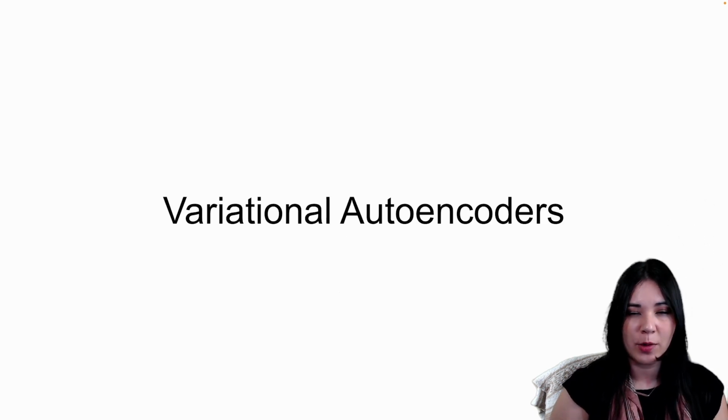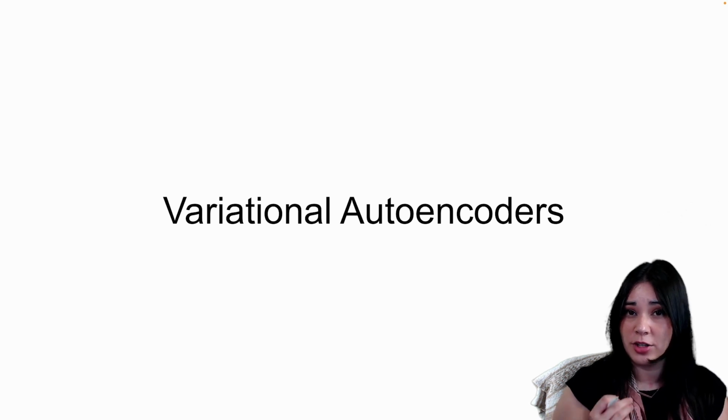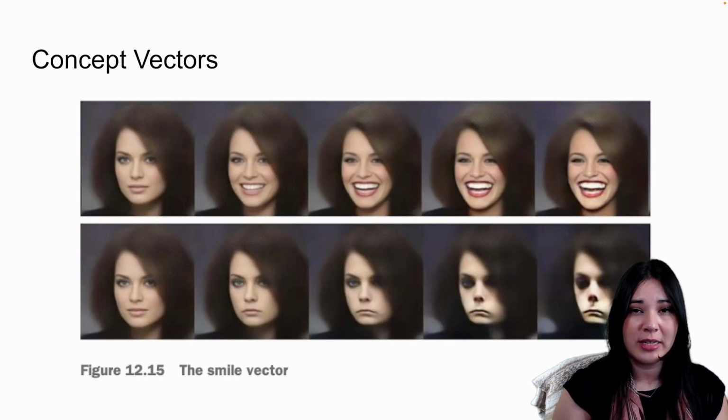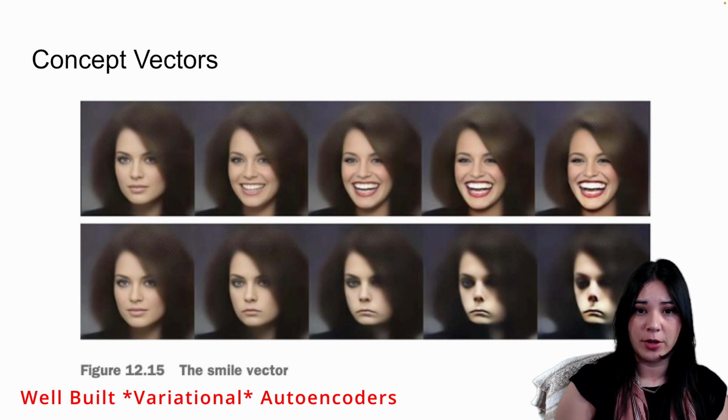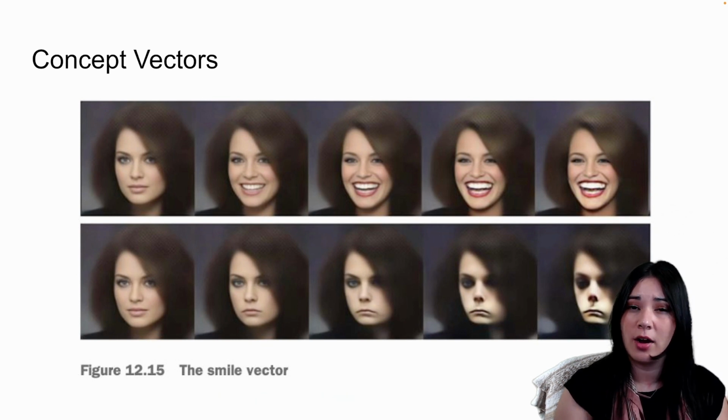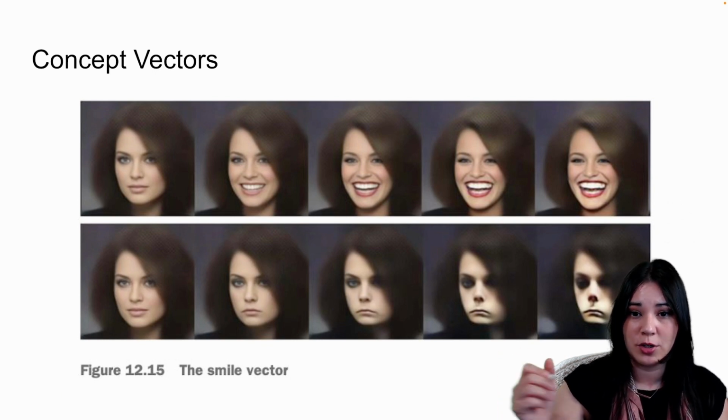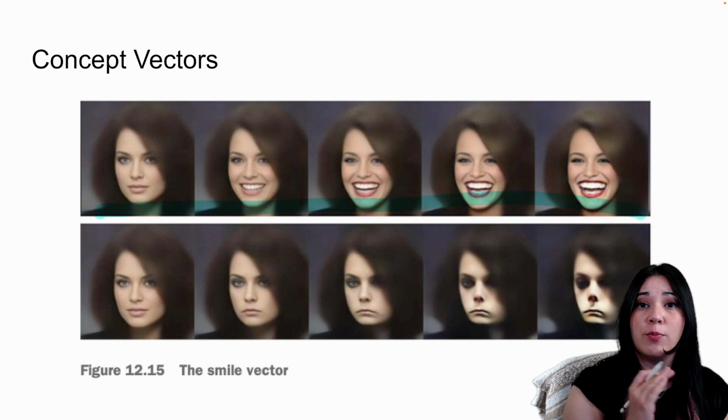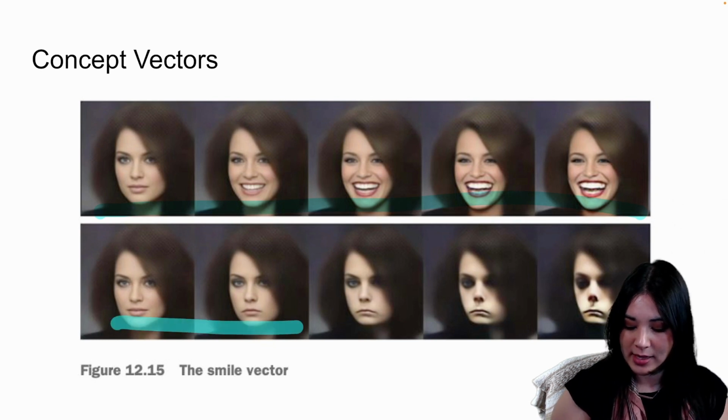All right, now that we've reviewed autoencoders, let's talk a little bit about variational autoencoders, which use a similar autoencoder structure to build a generative model. One thing that's really nice about well-built autoencoders is that they have things called concept vectors. Concept vectors are things like a smile vector, where as we move along the vector, we can get more and more of a smile, like in this pretty creepy image. Similarly, if we move backward along the vector, we get less and less of a smile.